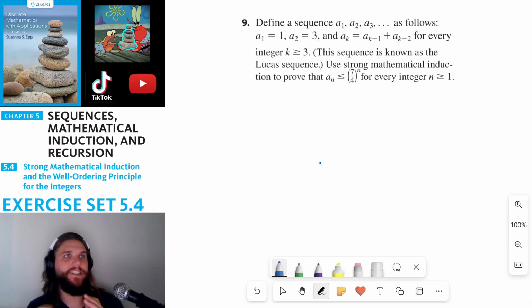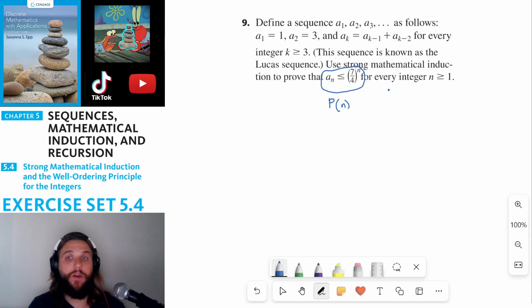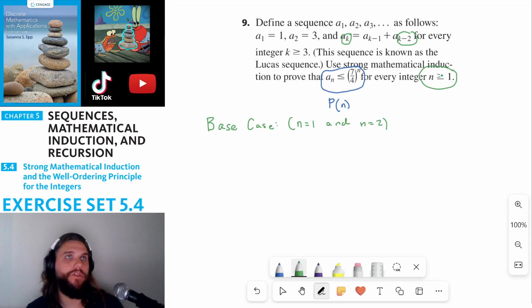Let's start by identifying P of n, which is the predicate. The thing that we're trying to prove is this relationship right here. This is a predicate, and remember, we don't want to include the universal quantifier in the predicate. The predicate is just a sub n is less than or equal to (7/4) raised to the n. Since the gap between the largest index and the smallest index is 2, we're going to need to prove that this is true for n equals 1 and n equals 2. That's the first 2 cases starting from the lowest value of n that makes P of n true.